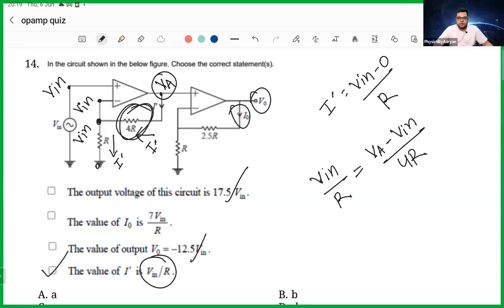Now, you can calculate VA and then you can again repeat the same thing, right? So if this is VA, this is again VA, this is again VA, and then you repeat the same thing and you get V output. I think that this is now doable, right? What do you think? Yeah, this question can be done now.